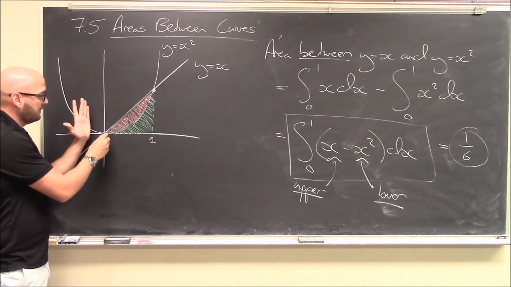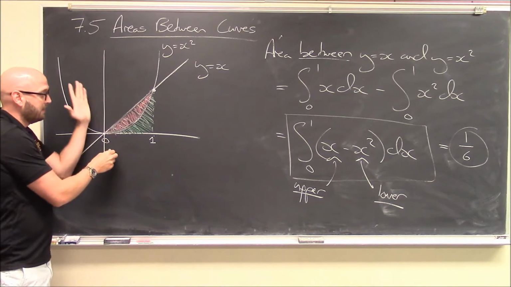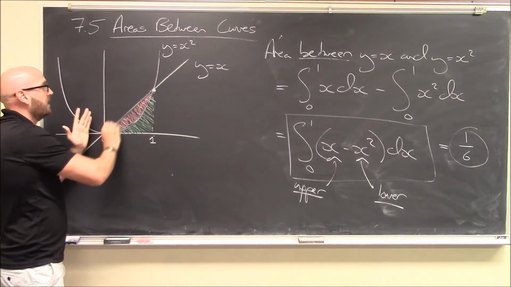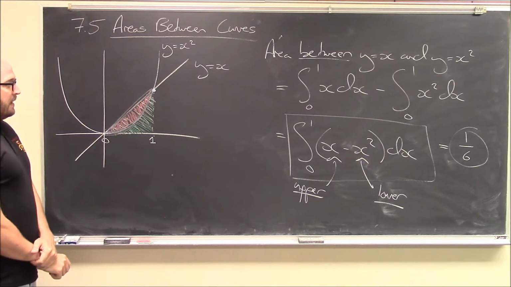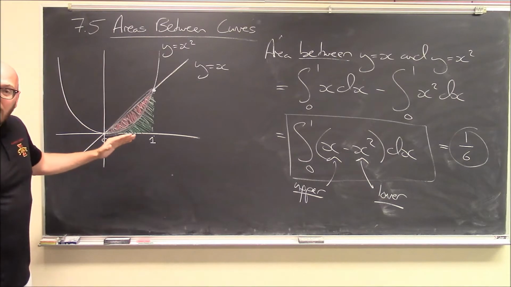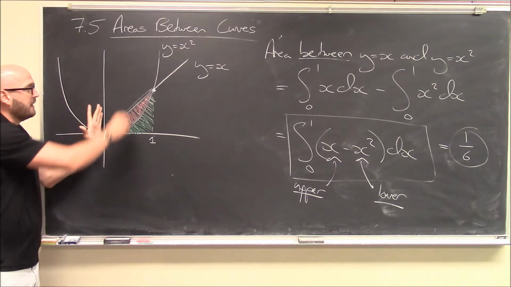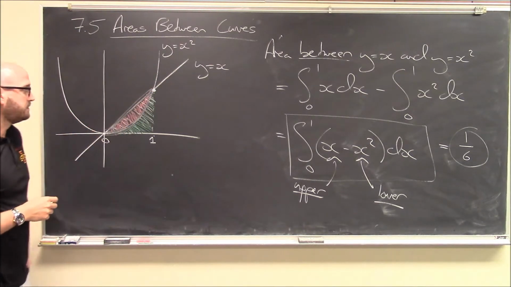You just integrate from the left-hand endpoint of the boundary on the left to the right-hand endpoint of the boundary on the right of the upper function minus the lower function. Which means you need to have a good understanding of what the region actually looks like. You need to know what your bounds of integration are going to be, and you need to know what your upper curve and lower curve are.